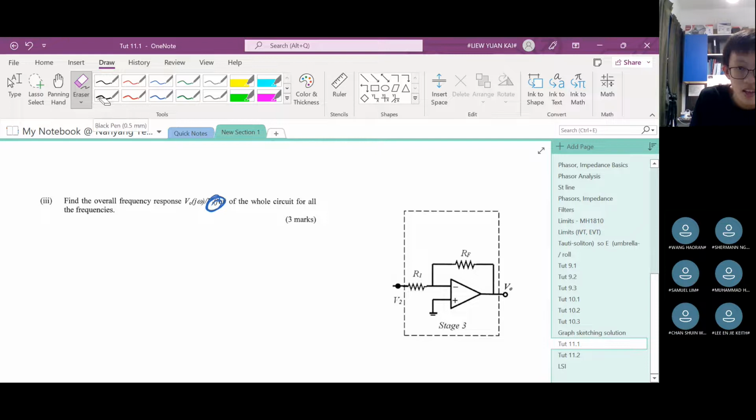So, again, this is ground, so V plus is 0. Then V minus is 0. Then assume the direction, going in like this, going out like this.